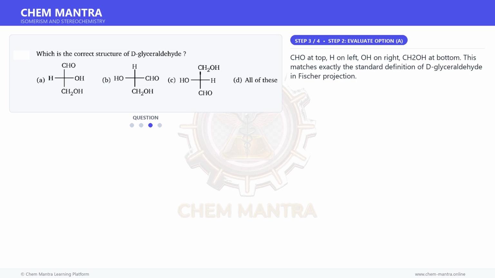Moving on to the next step. CHO at top, H on left, OH on right, CH2OH at bottom. This matches exactly the standard definition of D-glyceraldehyde in Fischer projection.